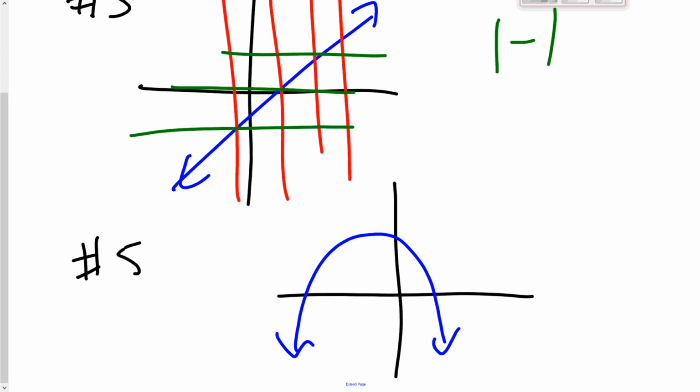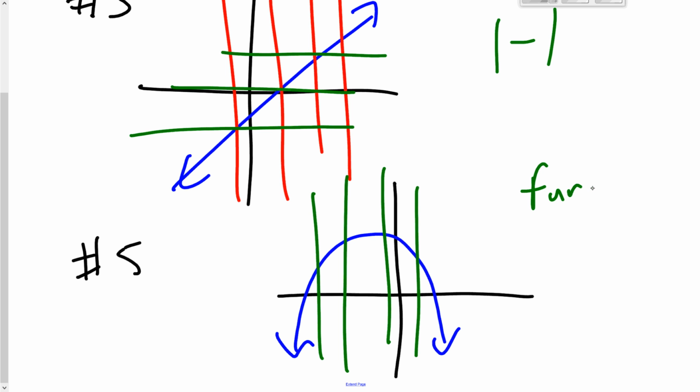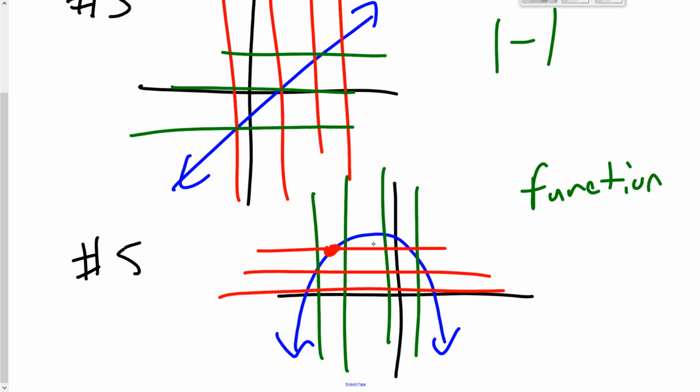Okay, number 5 looks something like this. Okay, we do the vertical line test. Passes, so it is a function. But does it pass the horizontal? Nope. Right, it crosses twice, so it's not 1 to 1. It is a function, it's just not a 1 to 1 function. And we see that it's a quadratic, so we could just look and say, oh, it's a quadratic. It's not going to pass.